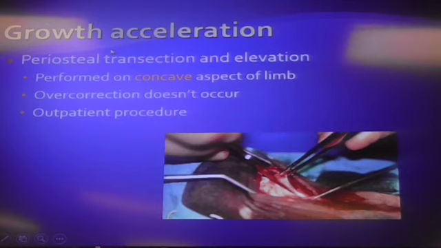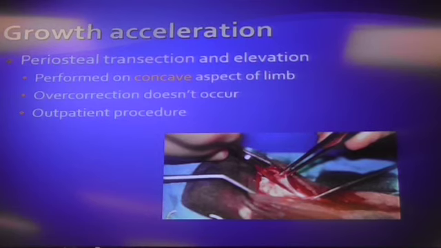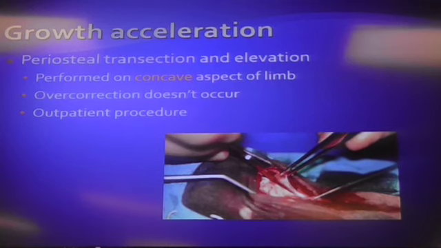So periosteal transection elevation you perform on the concave side of the limb because you're trying to get it to go from the curve here to straighten back up, because you want it to be growing faster. All right, that's my little soapbox. I don't actually think the surgery does anything at all. This is one of the most common surgeries they'll do out there in practice.